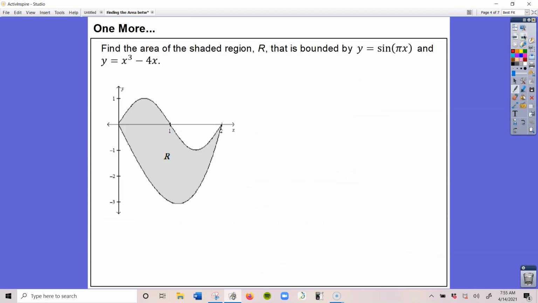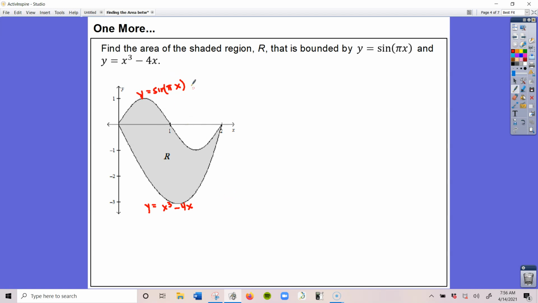Here we want to find the area of the shaded region R that is bounded by y equals sine of pi x and y equals x to the third minus 4x. Now keep in mind, remember that sine of x on a graph looks like a wave. So that would be this one here. This wave is y equals sine of pi x. And this curve here represents y equals x to the third minus 4x.